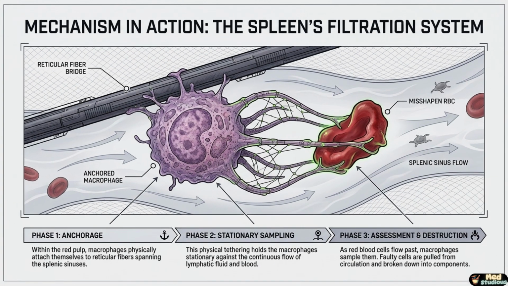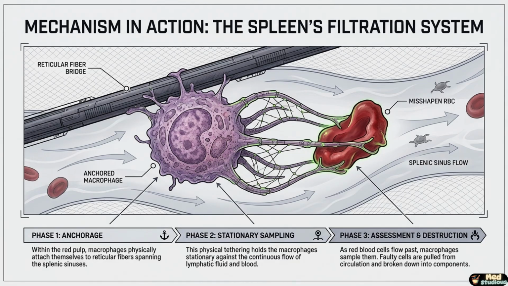To really grasp how this structure enables function, let's look at a mechanism in action, the spleen's filtration system. The spleen filters your blood, and it relies entirely on reticular fibers to do it. Phase 1 is anchorage. Deep within the red pulp of the spleen, large immune cells called macrophages physically attach themselves to the reticular fibers that span across the splenic blood sinuses. Phase 2 is stationary sampling. Because they are physically tethered to the steel skeleton, these macrophages can remain perfectly stationary, resisting the continuous rushing flow of lymphatic fluid and blood.